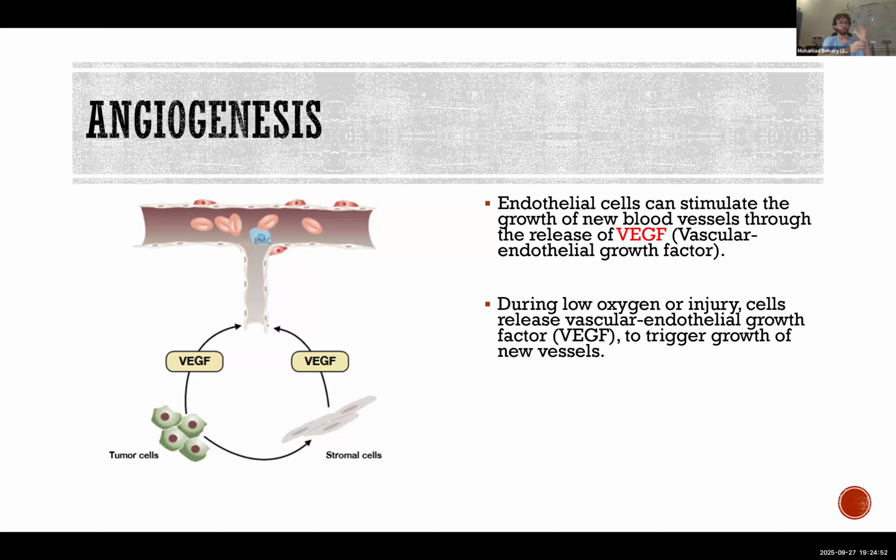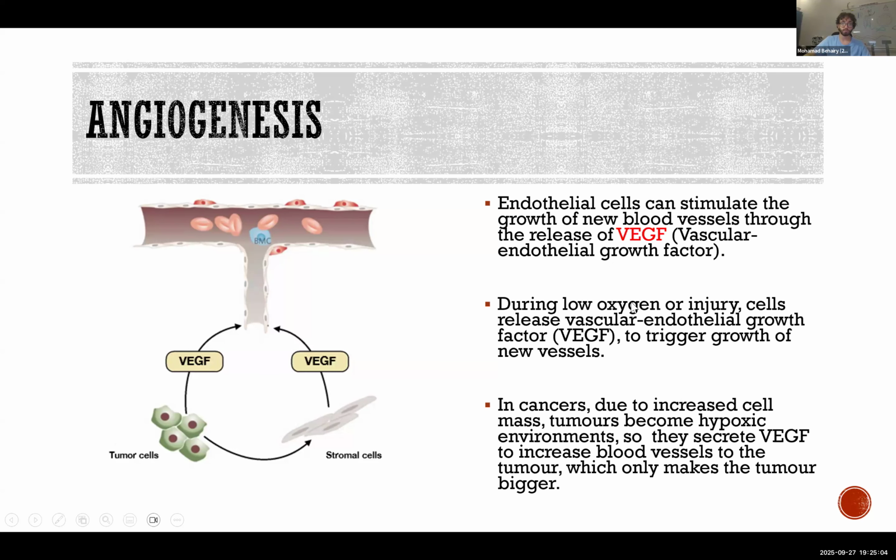And if we have a place with not a lot of oxygen, let's say here, the endothelial cells that are here are going to release VEGF, so they can make more blood vessels to help oxygenate this area. Okay? Now, a very important concept is that in cancers, we have a big cell mass. You guys know how tumors are big.